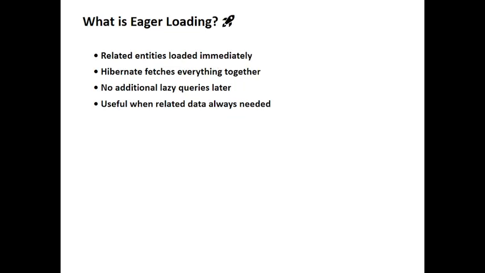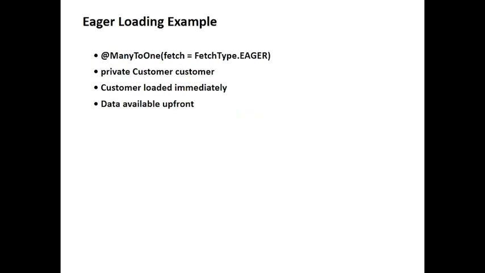So what is eager loading? Related entities are loaded immediately. Hibernate fetches everything together, with no additional lazy queries later. Useful when related data is always needed. If you see the many to one, the fetch type is eager. So we are using fetch type eager for the customer entity. So customer is loaded immediately, data available upfront.